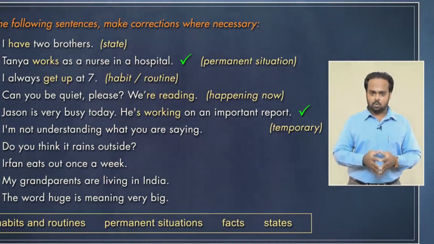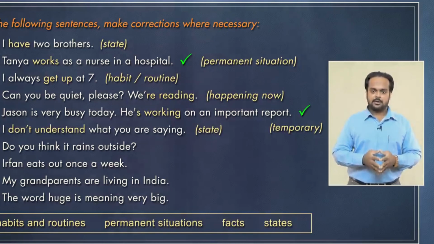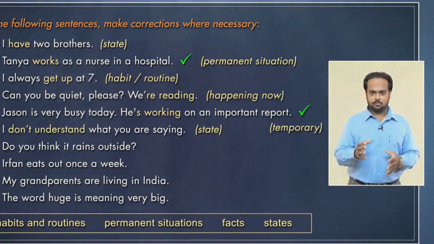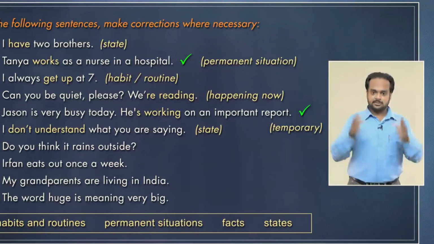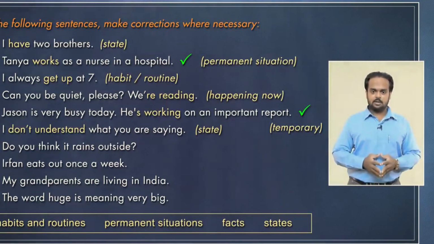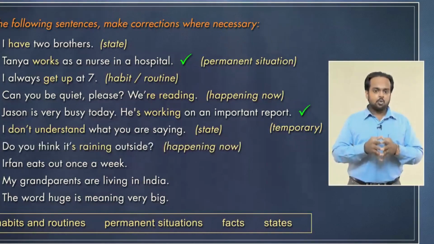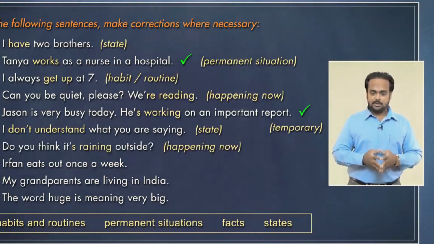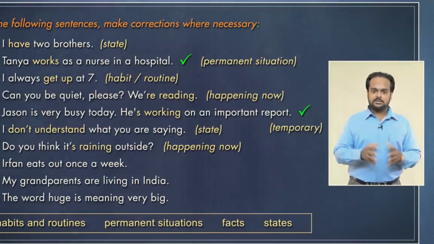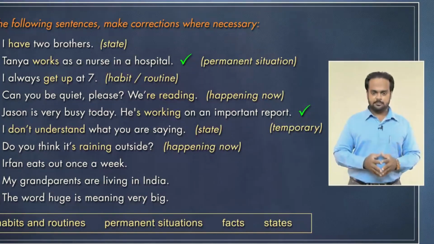Number 6 is wrong. I don't understand is the correct form because understand is a state verb. It's a verb that expresses a mental state. Number 7 is wrong as well. It should be, do you think it's raining outside? Because this question is about something happening now, at this moment. So the present simple tense should not be used.